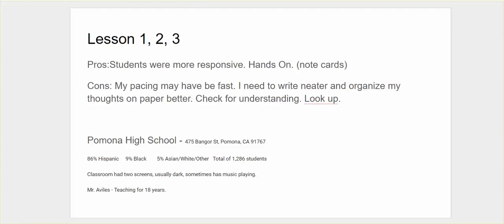What I thought could have been better in lessons 1, 2, and 3 was that my pacing might have been a little bit fast. I needed to really organize my thoughts and write neater beforehand when I write on paper, and also to check for understanding, meaning look up. When you're writing down these notes or explaining the problem, I need to look up and check whether they're actually paying attention and getting it. Things of that nature, which I thought could have been done better in my lessons.